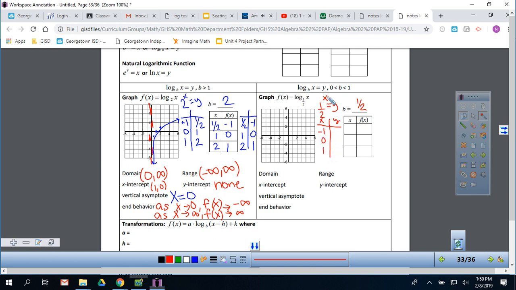So what's 1/2 to the negative 1 power? 2. Yeah. Alright, so again, 1/2 to the 0 power, 1, and then 1/2 to the 1 power, 1/2. So now we have our two columns here. What was our x column is now going to be our y column. So negative 1, 0, 1. And what was our y column is now going to be our x column.